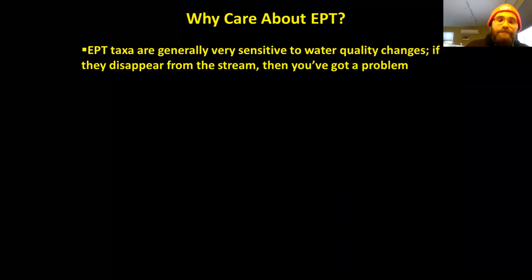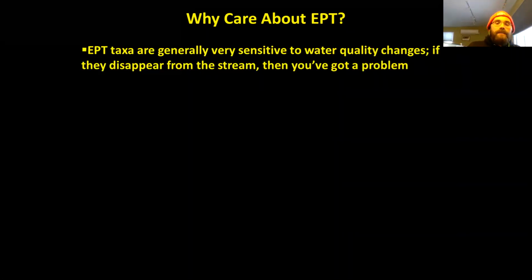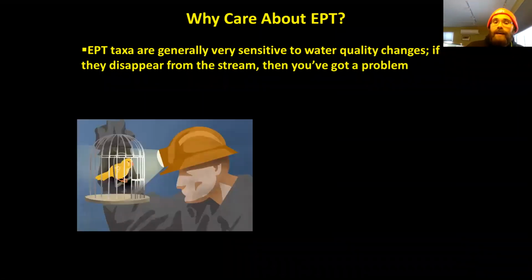So why should we care about EPT? So EPT taxa are generally very sensitive to water quality changes. If they disappear from the stream, then you've got a problem.